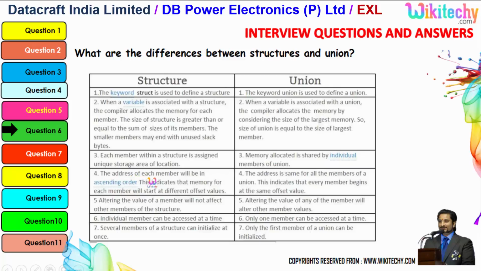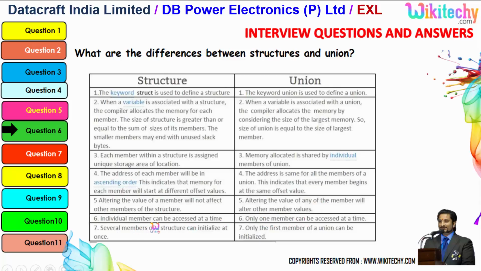The address of each member will be in ascending order. This indicates that memory for each member will start at different offset values. The addresses are the same for all the members of a union. This indicates that every member begins at the same offset value. Altering the value of one member will not affect other members. Altering the value of any member of a union will alter other members.